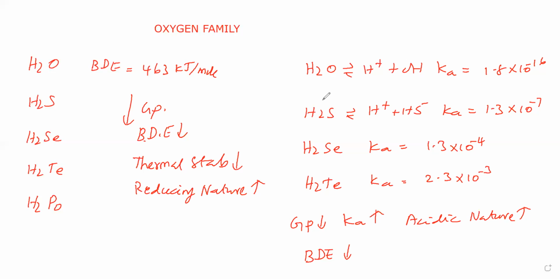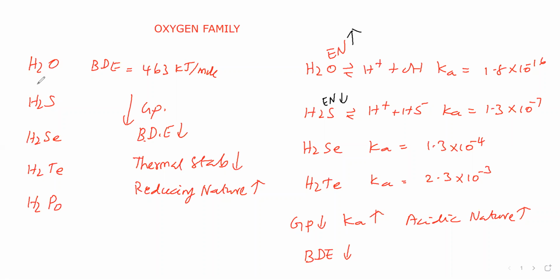So don't use electronegativity. Why? Because the electronegativity of oxygen is high and the electronegativity of sulfur is low. Therefore, water should have a higher tendency to donate H plus than H2S as per electronegativity. So don't use electronegativity for explaining this acidic nature. Use bond dissociation energy. So for oxygen family hydrates and halogen family hydrates, acidic nature we can explain using bond dissociation energy, but not electronegativity.